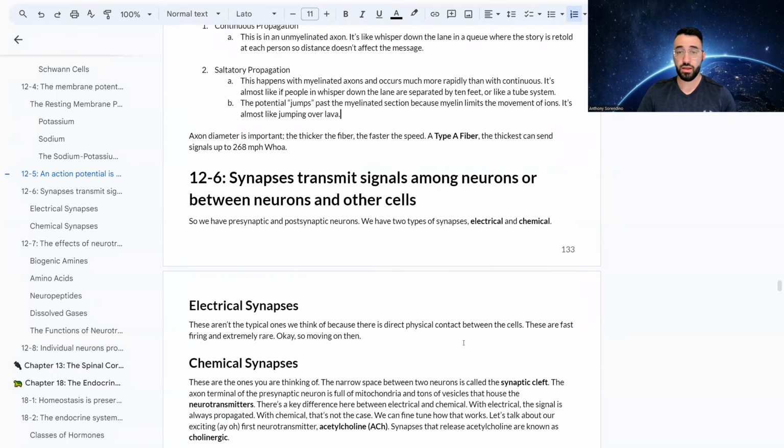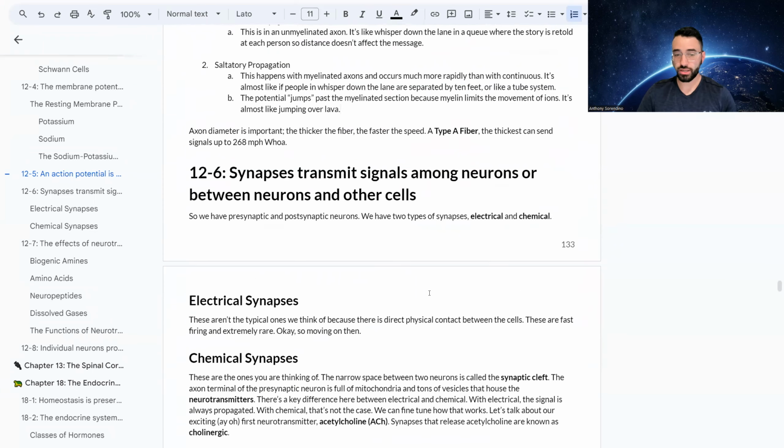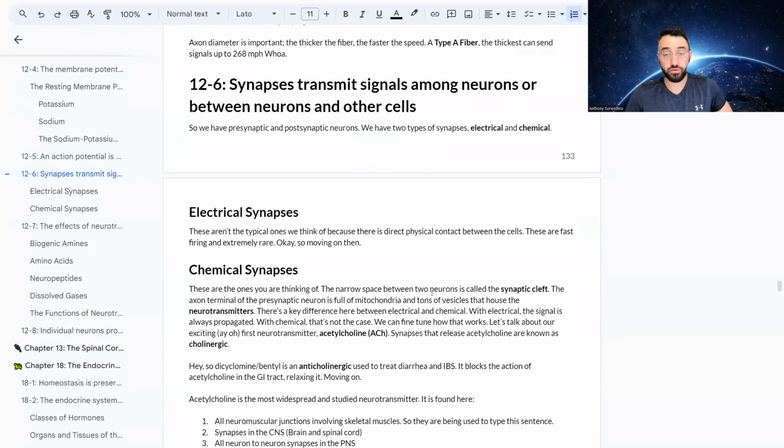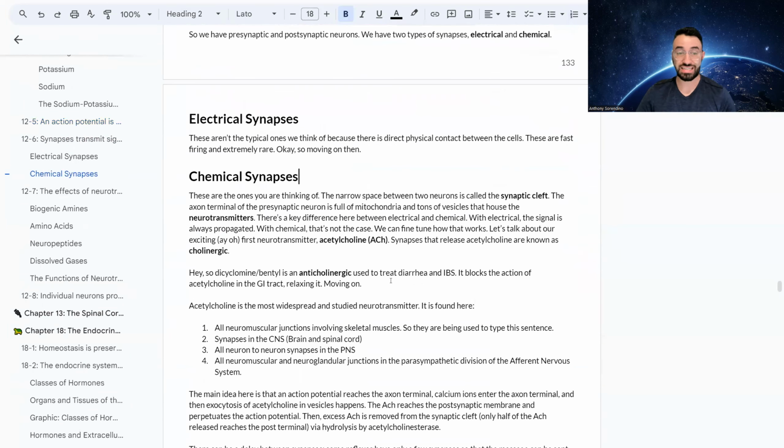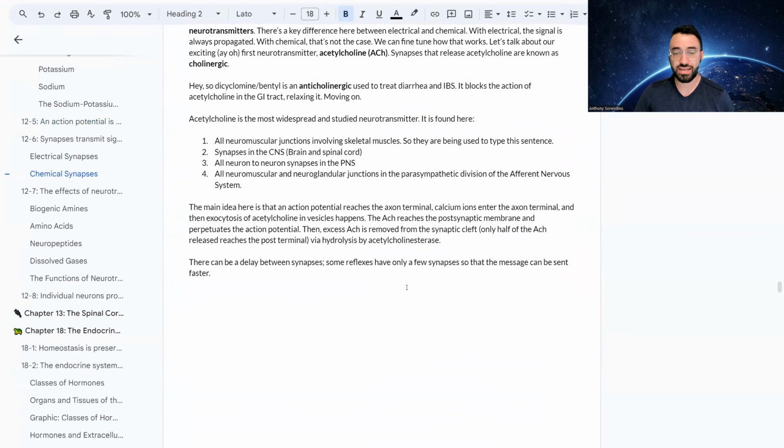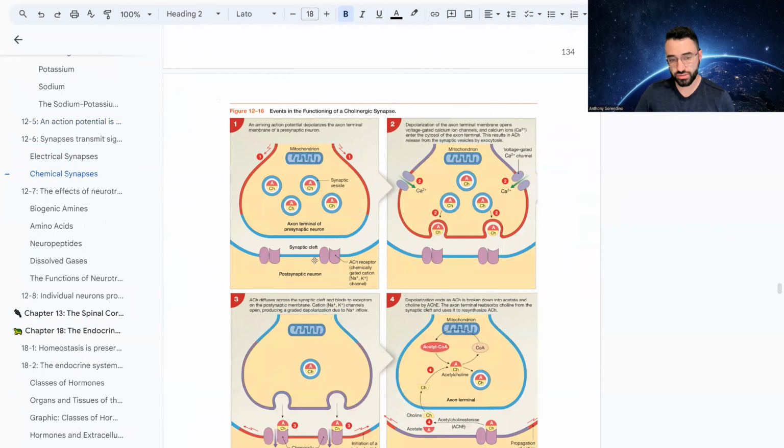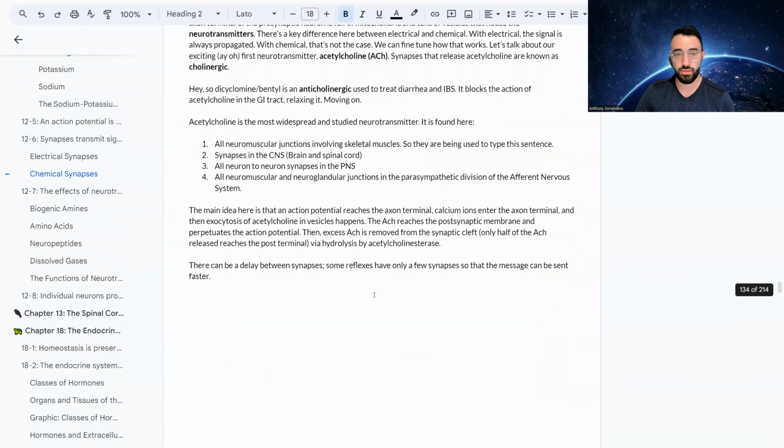3 sections left. Now we're going to talk about synapses. We have electrical and chemical. Electrical are very rare. These are direct contact between the cells. That's really all you need to know there. Chemical synapses, these are the ones that we hear about all the time. These are the narrow spaces between 2 neurons, which is called a synaptic cleft, which we can see right here. So this is the presynaptic neuron that is sending the message. This is the postsynaptic neuron that's accepting the message, okay?